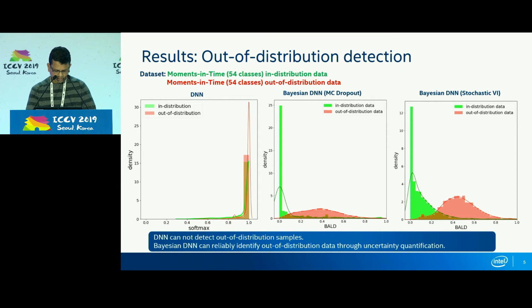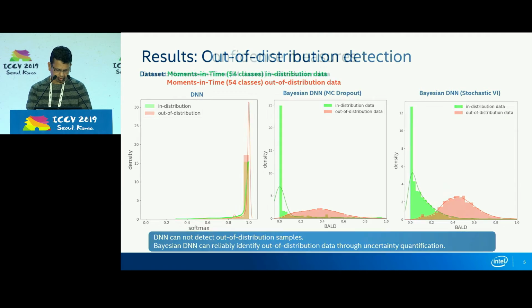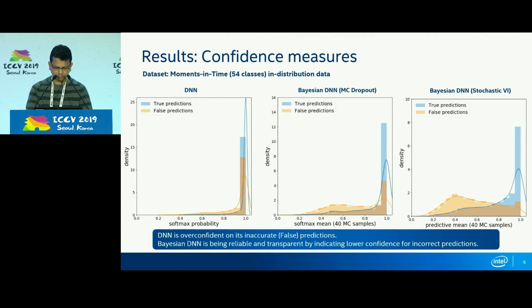DNN models indicate high confidence for both in and out-of-distribution samples, shown in the left plot. The center plot is for MC dropout, a well-known Bayesian DNN approach. And the right plot is the proposed Bayesian DNN model with hybrid deterministic and variational layers. We can observe that Bayesian models provide higher uncertainty for unseen or out-of-distribution data, indicating reliable uncertainty estimates.